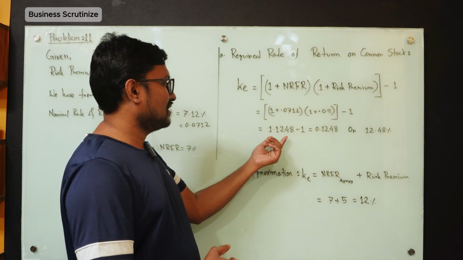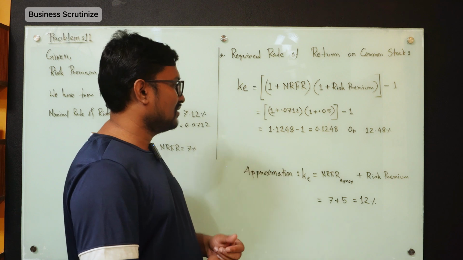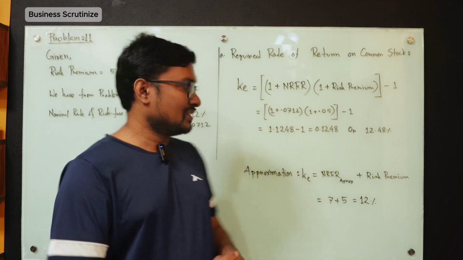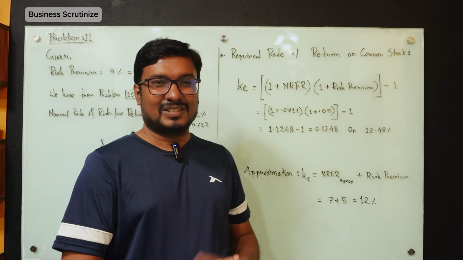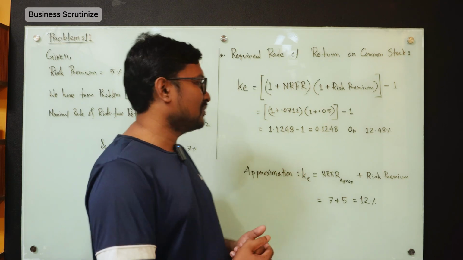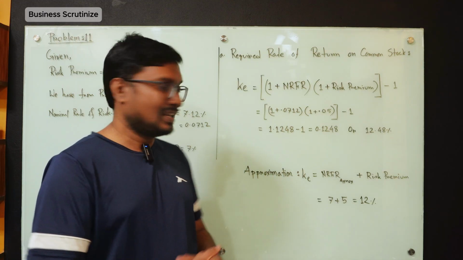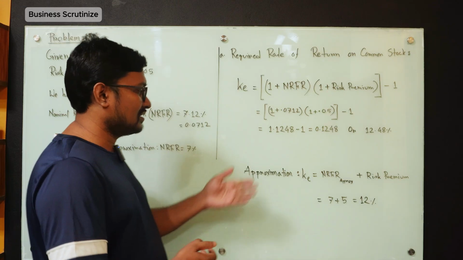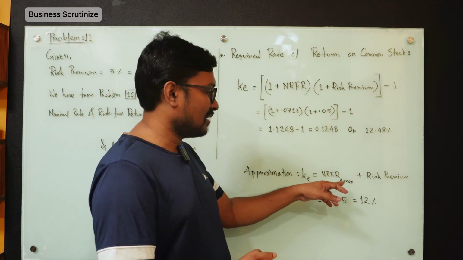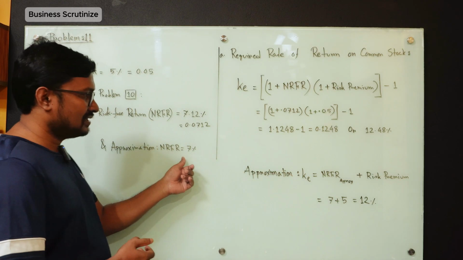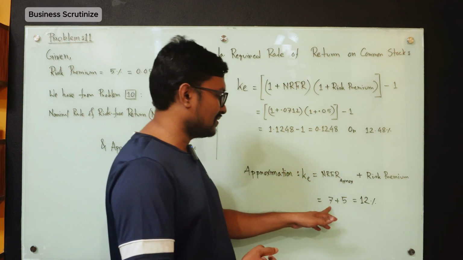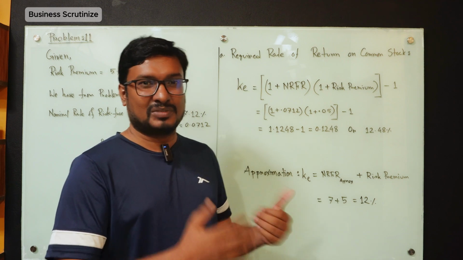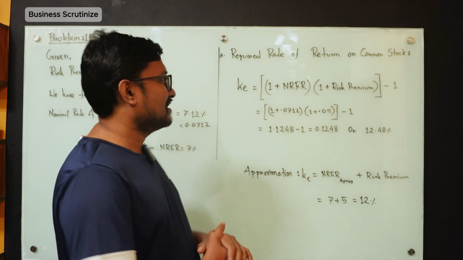If we compute, we get 1.1248. If we subtract 1, it is 0.1248, which means 12.48%. So the required rate of return for this problem is 12.48%. Now, as per the requirement, we have to consider the approximation, which is KE equals the approximate NRFR of 7% plus the risk premium. So 7% plus 5% equals 12%. That is the approximation for the required rate of return.